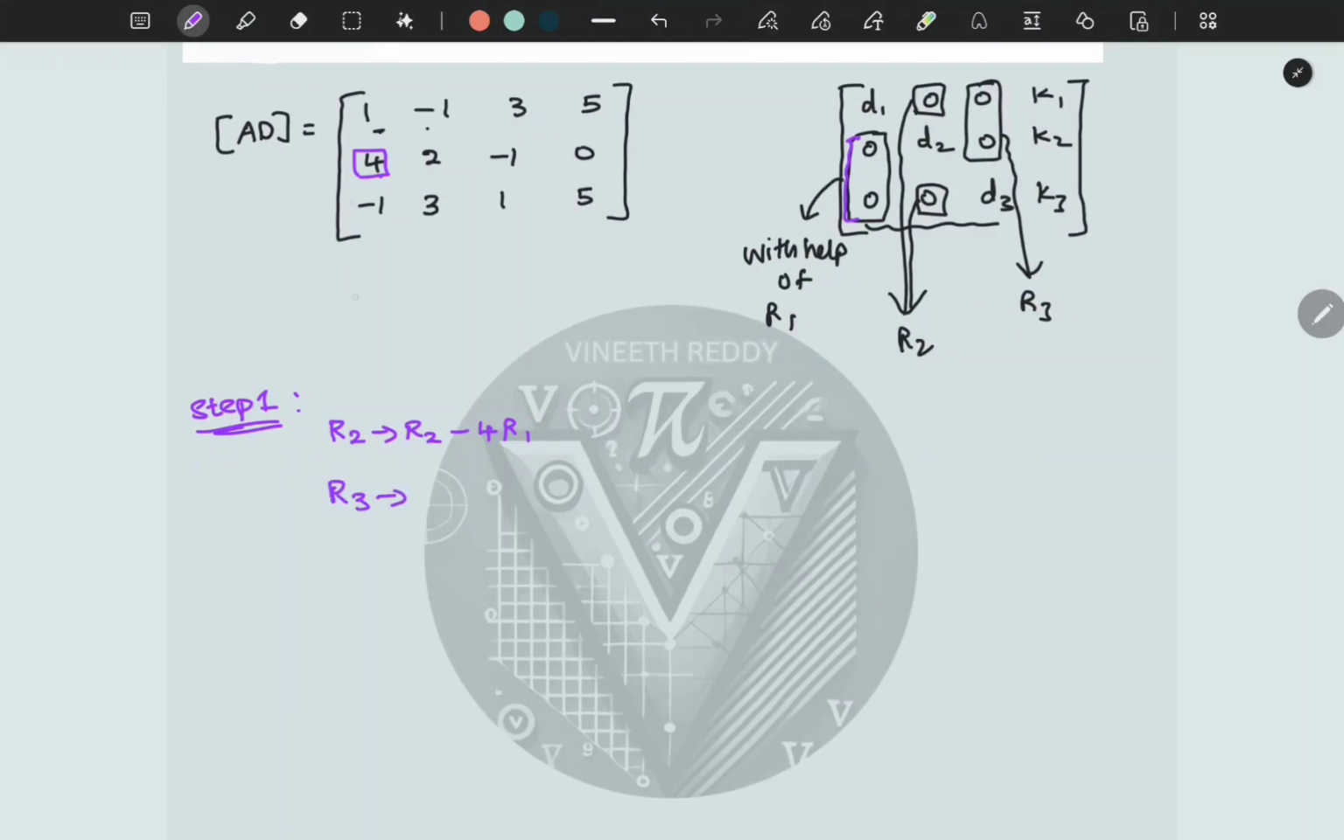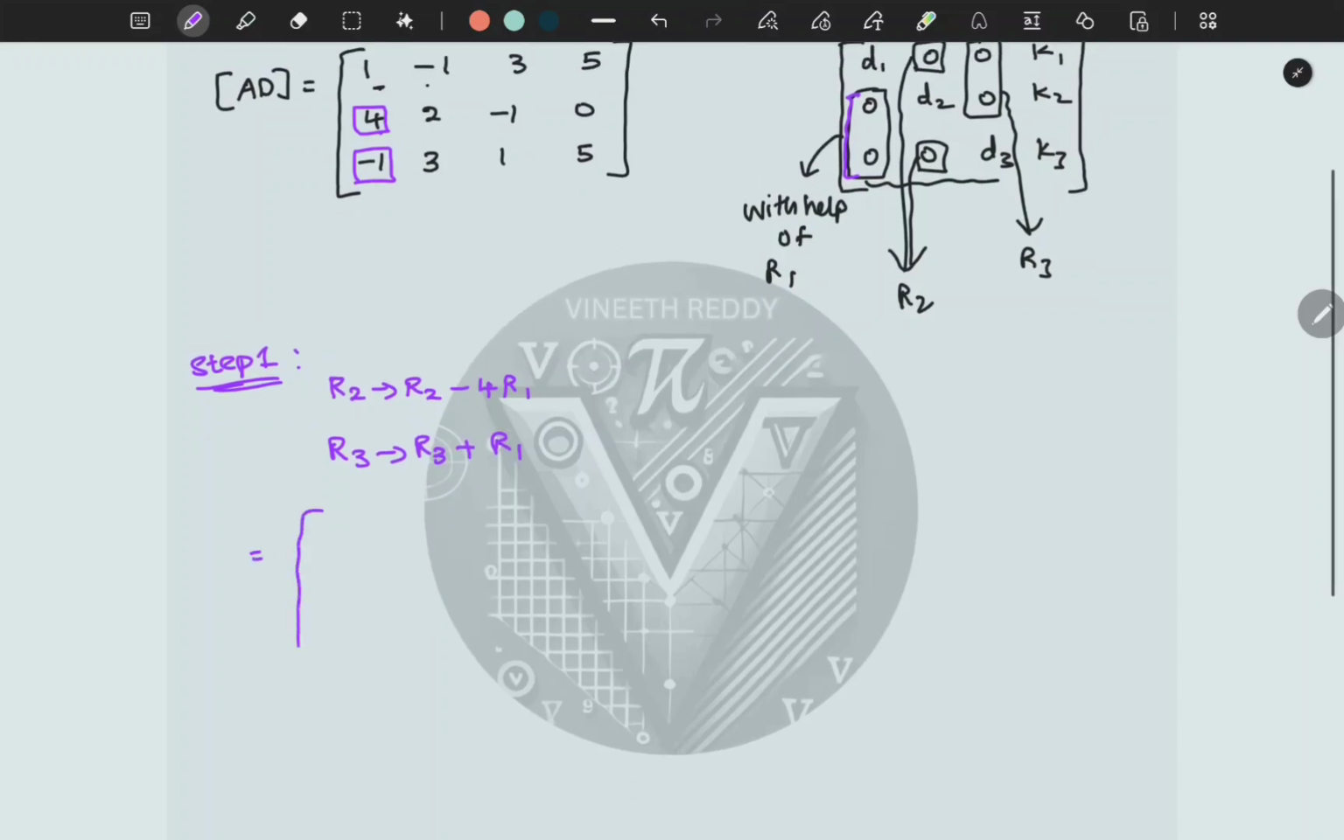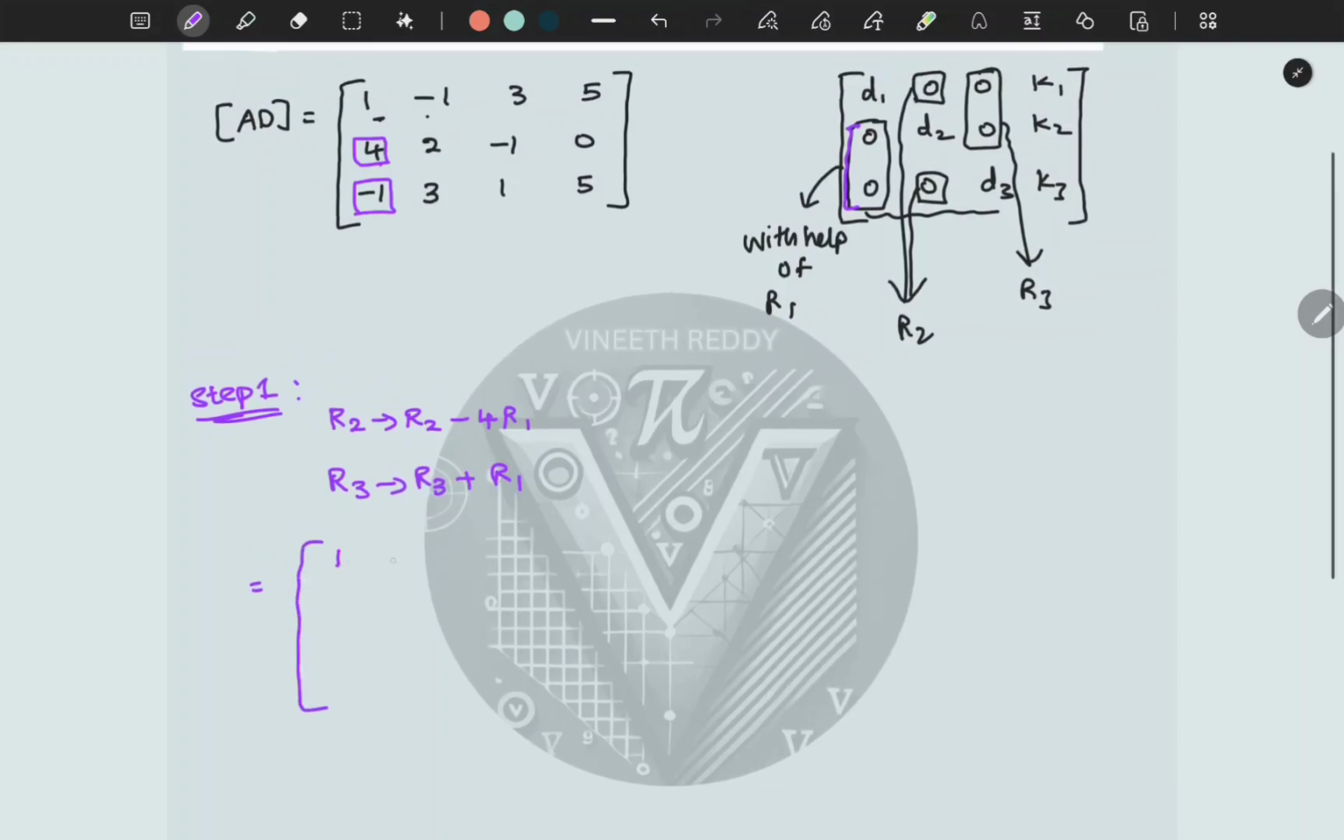Now for row 3, I have to make this element 0 firstly. Now what should I do? I have to use row 1 only for this. Minus 1 plus 1 is 0. So simply the operation should be row 3 plus row 1. I hope you understood this. That means we can simply write here. So the first row is unaltered, 1, -1, 3, 5.